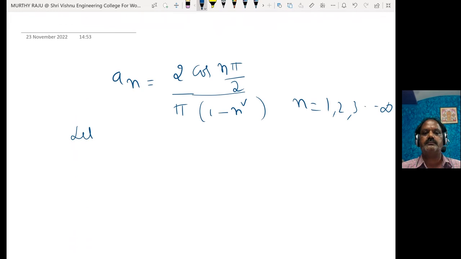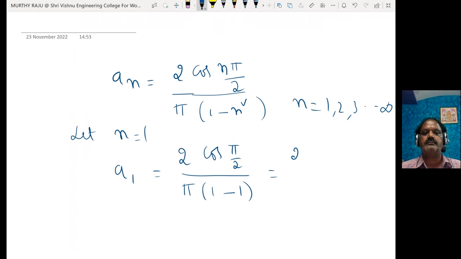Let n is equal to 1. Therefore, a1 is equal to 2 cos pi by 2 by pi into 1 minus 1. Cos pi by 2 is 0. 2 into 0 by pi into 0, that is 0 by 0. Therefore, a1 is undefined.